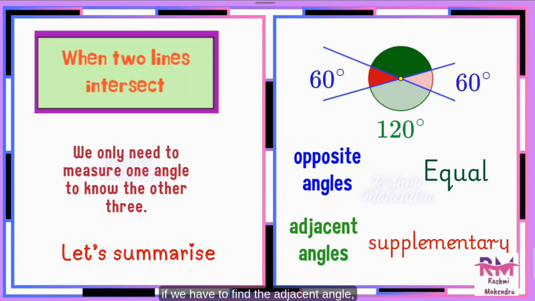So if we have to find the adjacent angle, we will subtract from 180 degrees and we get our answer. And then again, remember there are two adjacent angles. On the left of 60 and on the right of 60 are the adjacent angles, or the linear pair angles. So 120 degrees is going to be placed on both sides of 60.